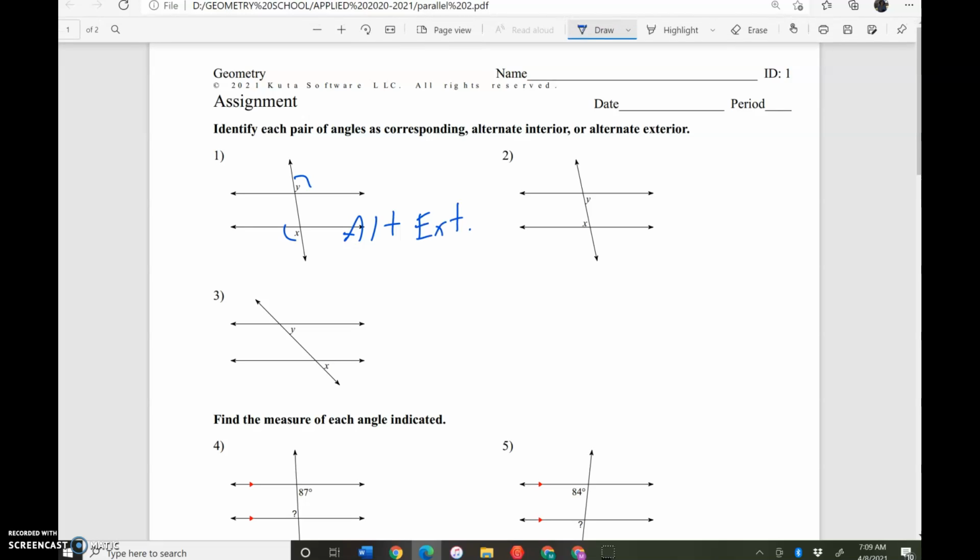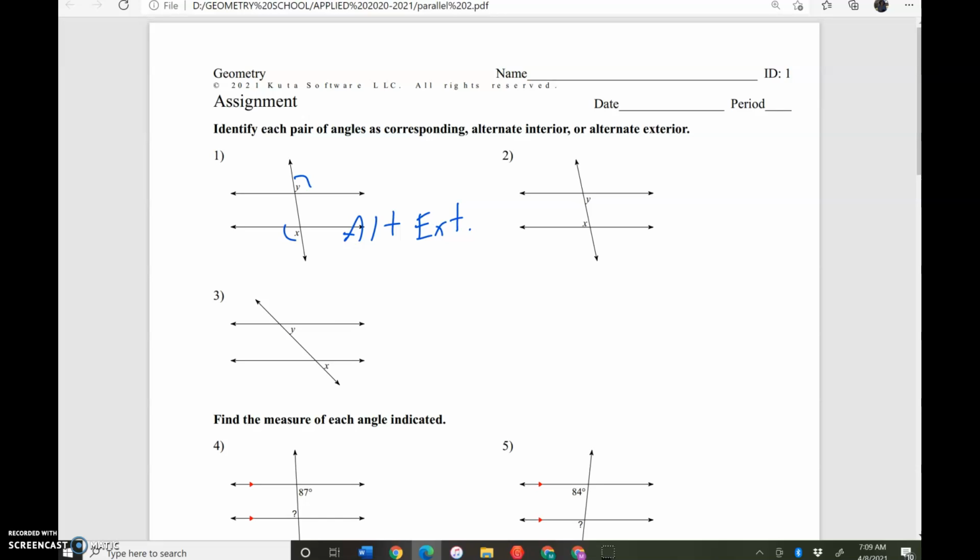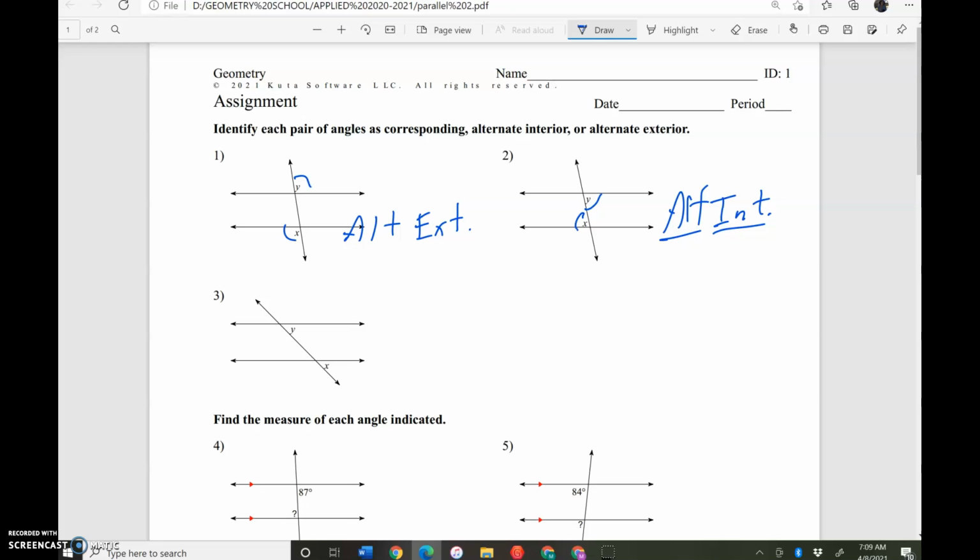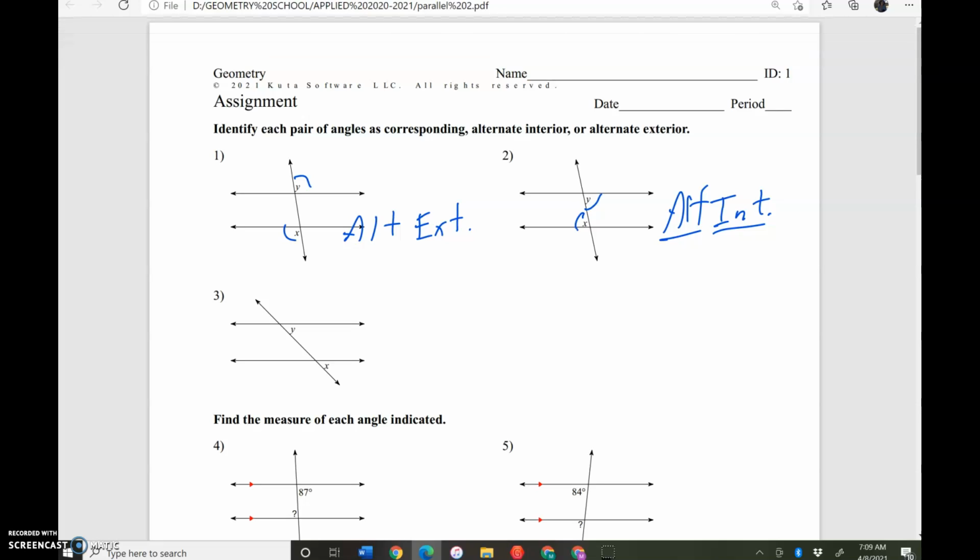Okay. Number two, they are alternate. They're on opposite sides of the transversal, and they're both on the inside. So these would be alternate interior. Alternate interior.